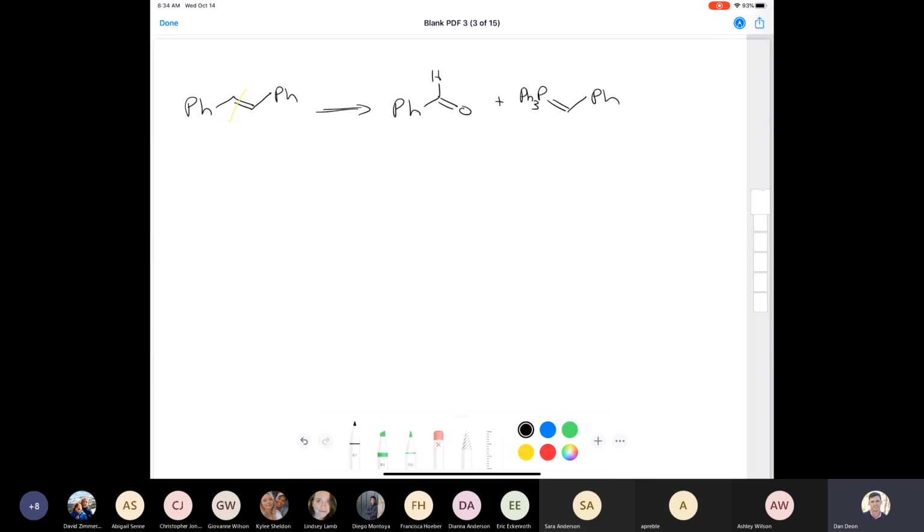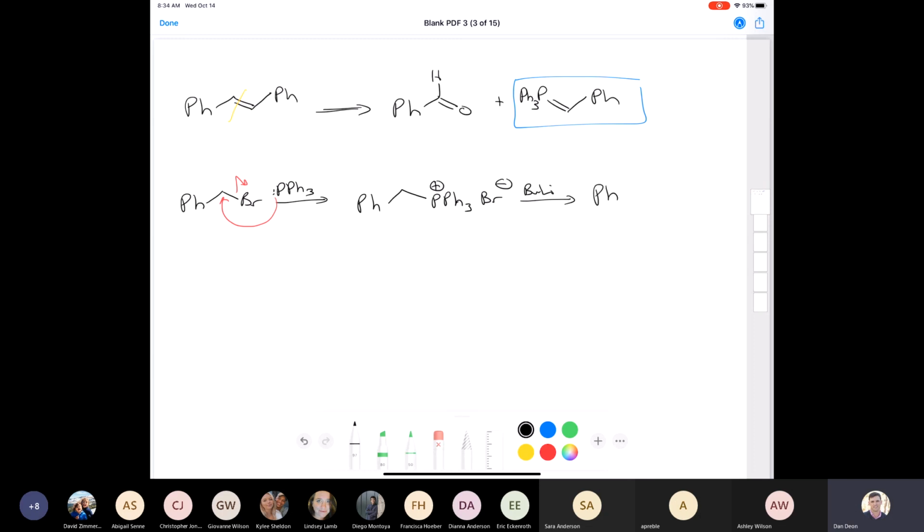Okay. And how are you going to make this Wittig reagent? You're going to make that from benzyl bromide. So you would start with benzyl bromide, which is this. Okay. And you treat that with triphenylphosphine. That's going to do your SN2 reaction really well. And you're going to end up with the phosphonium salt. So like this, okay? Then you're going to treat that with butyllithium, okay?